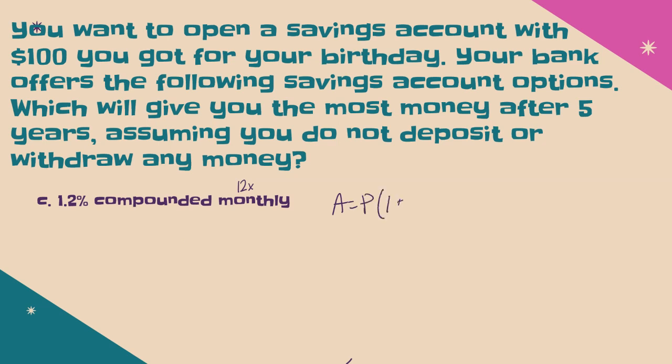Our principal, remember, is still the $100 that we got for our birthday. So we're going to start with $100, and we're going to multiply this time. Our rate is 1.2%, so 0.012 divided by 12. I'm compounding 12 times a year. 12 is also my n in the exponent, times my 5 years, which is how long I'm figuring this for. And that's going to give me the amount in my account.